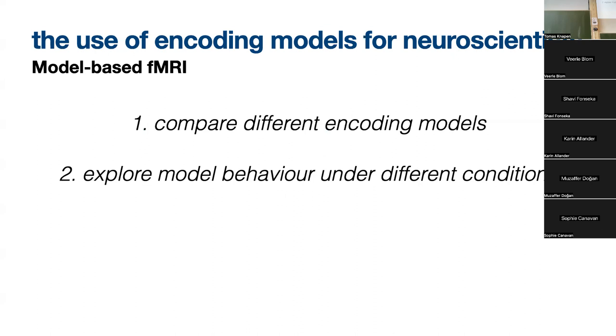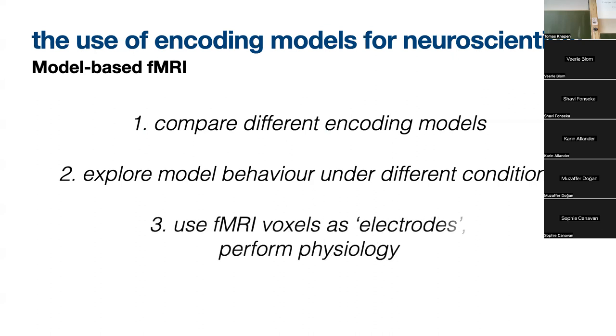We can explore the behavior of our models under different conditions, look at what the model is doing, and then compare that to brain activation. What I think is the beauty of this, and also the promise of this sort of approach, is that we can use fMRI voxels as quasi electrodes. It links us to this older tradition in animal electrophysiology, and it makes for a very, very strong inferential framework for fMRI. It becomes a biological measurement, if you will.